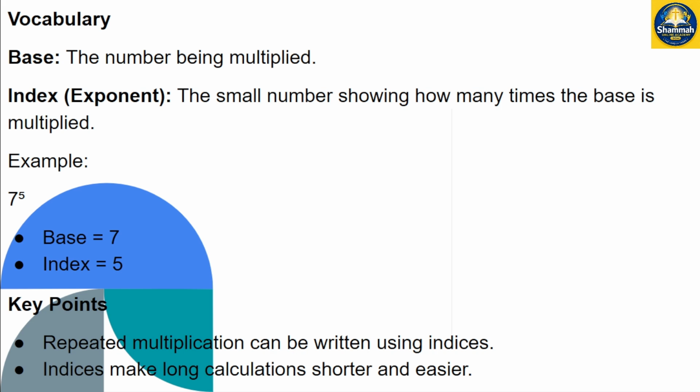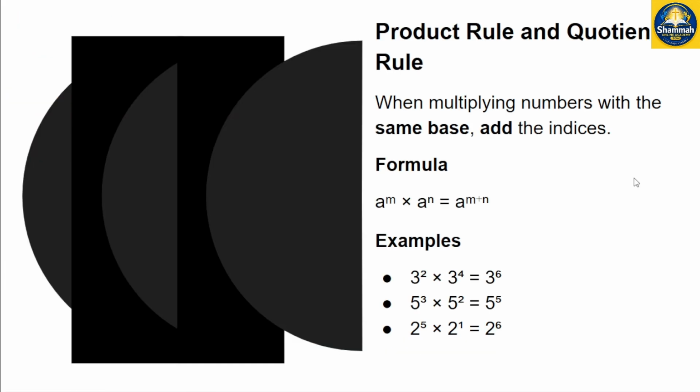What are the key points to note? Repeated multiplication can be written using indices. So instead of a long multiplication, just simply rewrite it in index form. Now let's begin to look at the laws of indices one after the other. We begin with the first one, called the product rule.